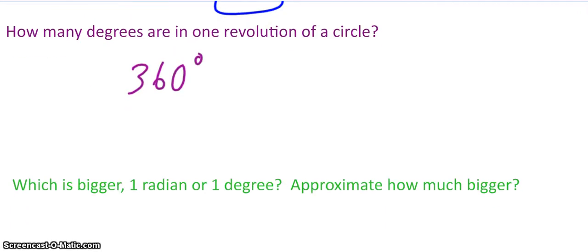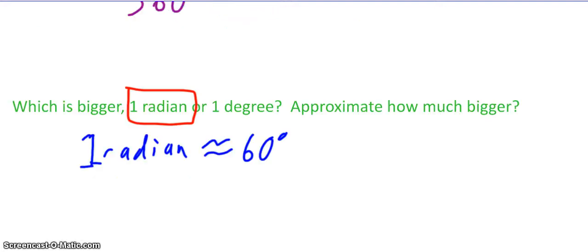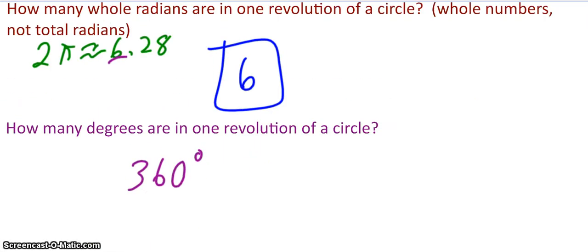So the next question is, which is bigger, 1 radian or 1 degree, and approximately how much bigger? So again, I want you to try and think about this on your own. Pause the video, think about it, unpause when you're ready to discuss. Okay, so hopefully you came up with that 1 radian is actually much larger than 1 degree. And how we're figuring that out is if there's approximately, again it's not exact, approximately 6 radians in one complete revolution, and there's 360 degrees in one complete revolution, well, there's a lot more degrees, so they have to be smaller in the same size thing, right?